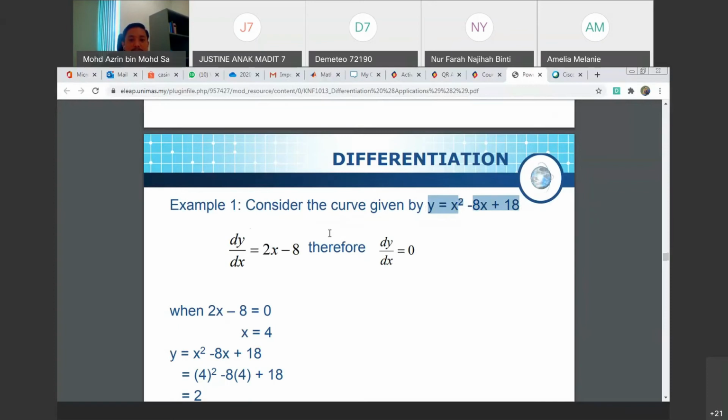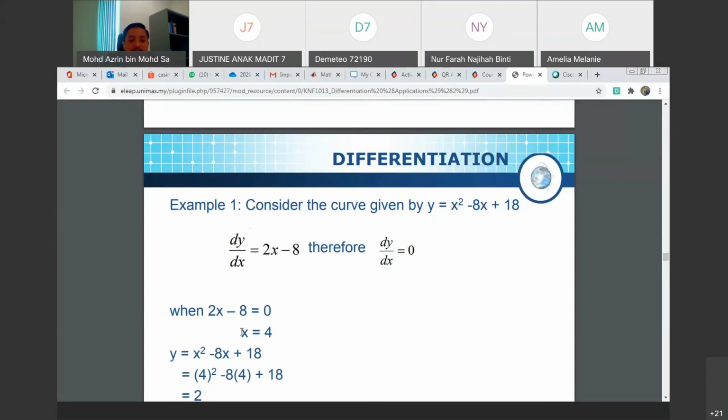So dy/dx for this equation, you will get 2x minus 8. So dy/dx equals 2x minus 8. But to find the stationary point, dy/dx is equal to 0. That's why you set 2x minus 8 equal to 0. Then you get x equal to 4, which is 8 divided by 2. You get the x value equal to 4.